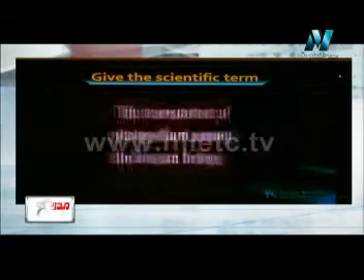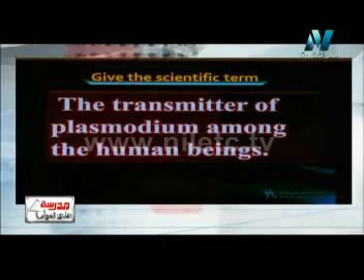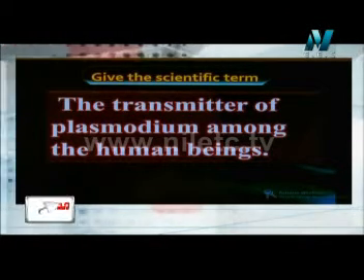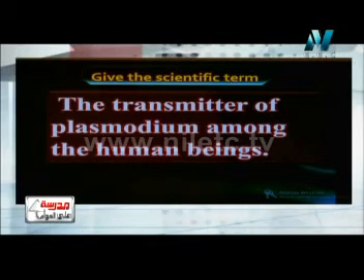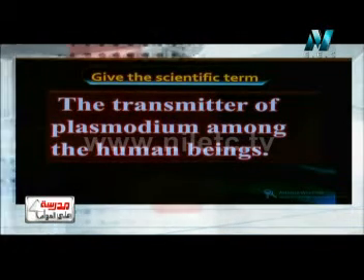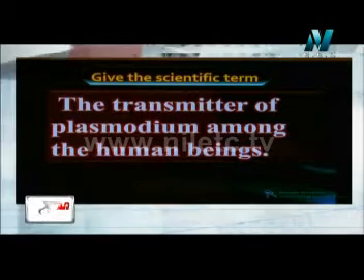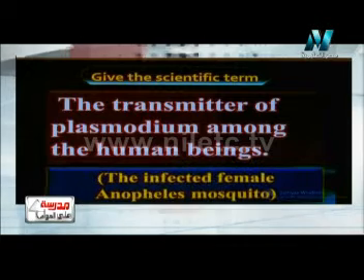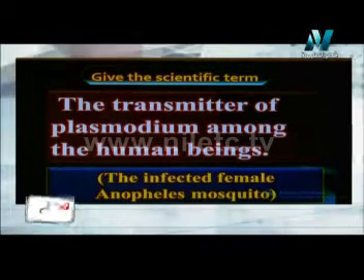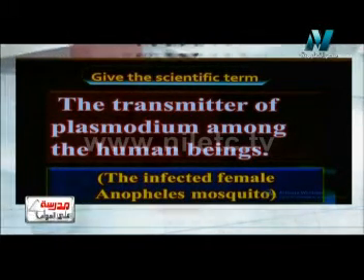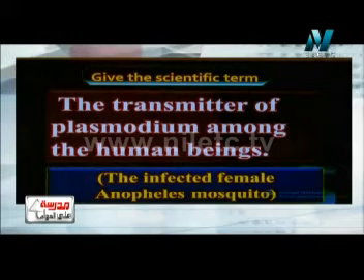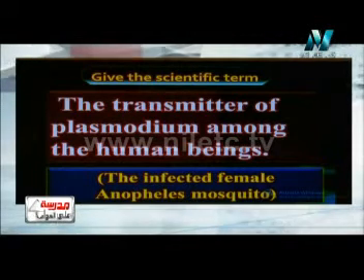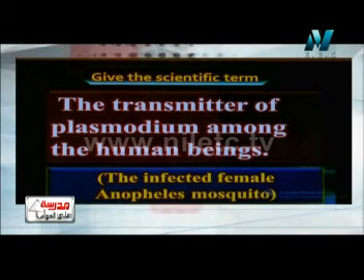The next question. The transmitters of Plasmodium among human beings. The transmitters of Plasmodium among the human beings means the living organism that is responsible for transferring Plasmodium from the patient to the healthy person. It is the infected female Anopheles mosquito. It is not the female Anopheles mosquito only, but it is the infected female Anopheles mosquito, because the infected female Anopheles mosquito contains the sporozoite which acts as the infective stage of the Plasmodium.